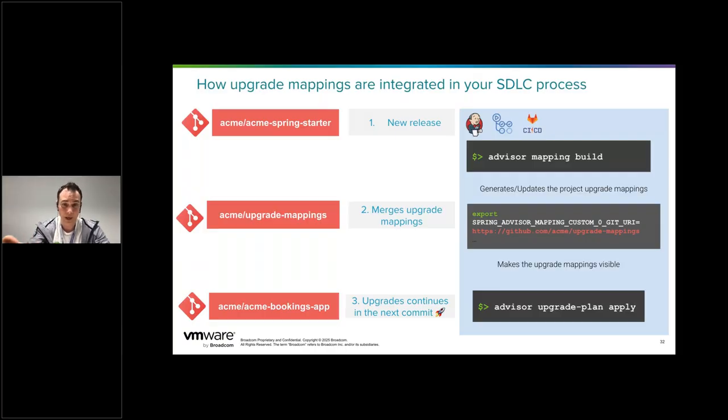We can see Spring Advisor mapping custom 0 git URI. This is basically a file that is pointing to a Git repository. You can read the documentation, we provide several use cases for the ingestion of this file into Advisor. There are Git repositories, there are Artifactories. You can even provide the file raw alongside the code itself. And basically after that, you just run again upgrade plan get and upgrade plan apply, and your results will be there in just a minute.